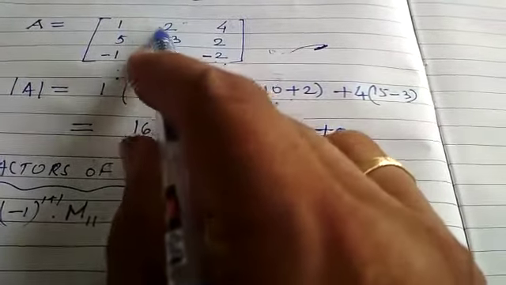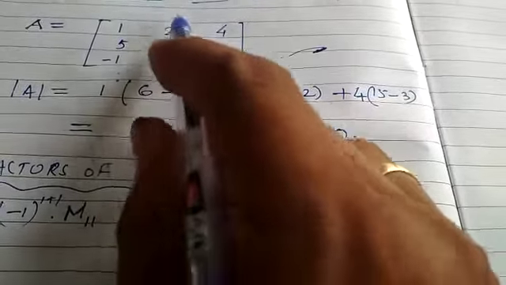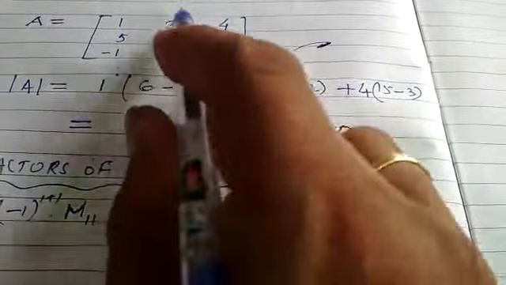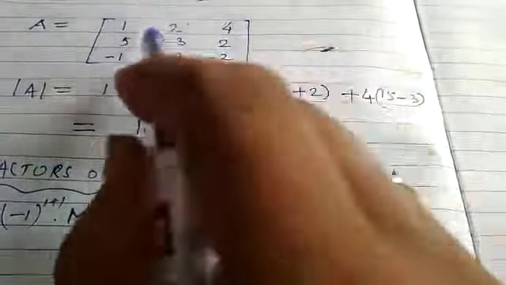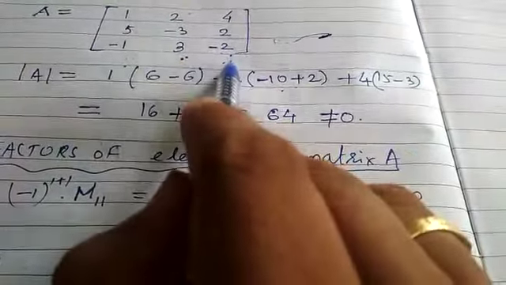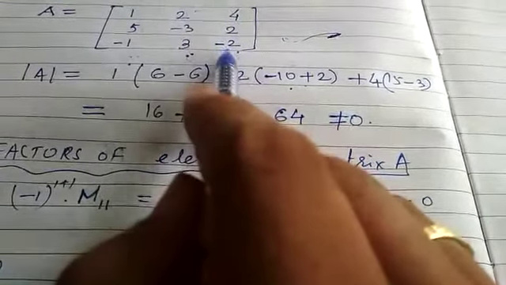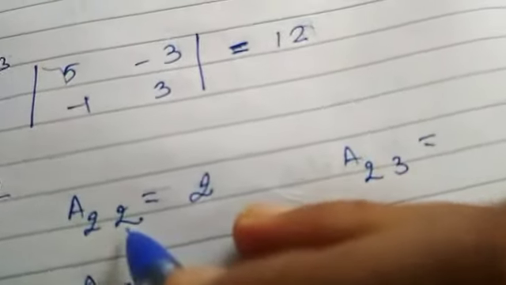Again, you are talking about leaving this element's row and column. So this row and this column. Second row, second column. So the remaining elements 1, 4, minus 1, minus 2. So it will be minus 2 minus of minus 4, that is minus 2 plus 4, that is plus 2. As it is, we will write, because it is minus 1 to the power 4.